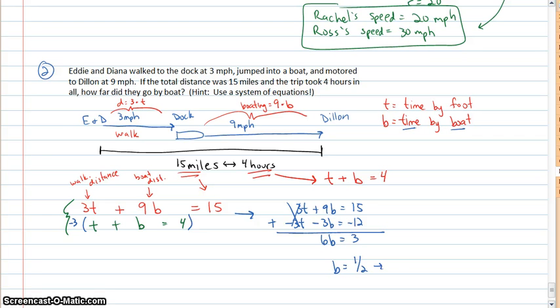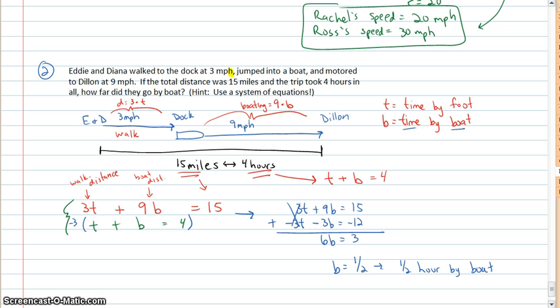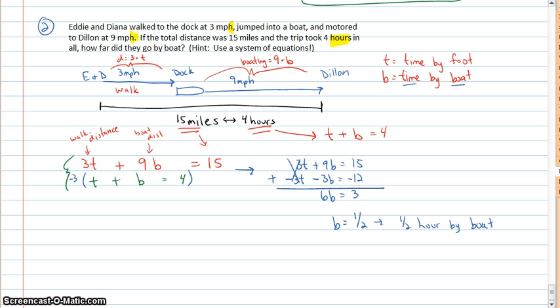Now be careful when you're interpreting this. b equals 1/2. That is the time by boat. So that means it took 1/2 hour by boat. I know that it's hours and not minutes or seconds because all of my other information is in hours. Miles per hour, miles per hour, hours. If altogether it was 4 hours, and 1/2 is by boat, that means 3.5 hours were spent walking.